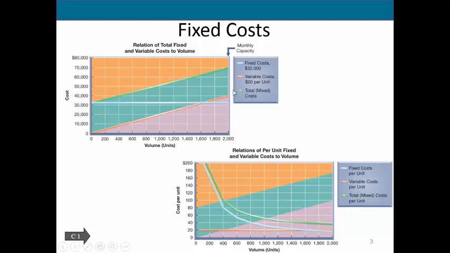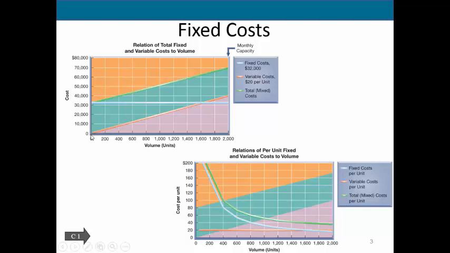Now let's talk about variable costs. Variable costs, by definition, are costs that vary in direct proportion to our volume. So in this case, we're told that our variable costs are $20 per unit. So for every single unit we make, the total amount of variable costs is going to increase for each unit. So let's look here. If we make 0 units, our total variable cost is 0 because variable costs are dependent on our independent variable.